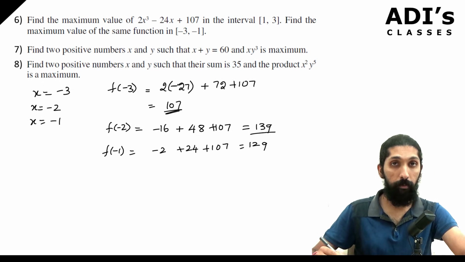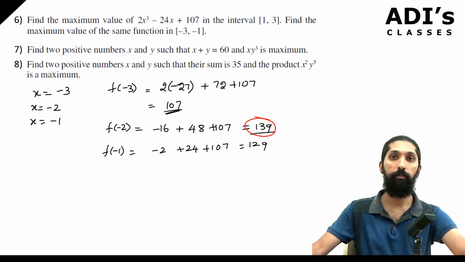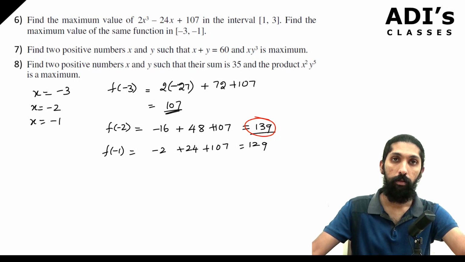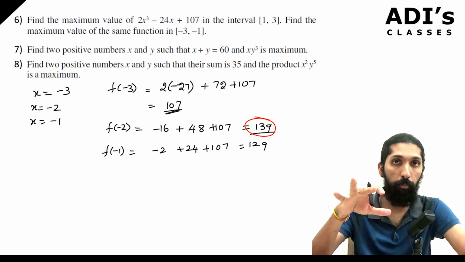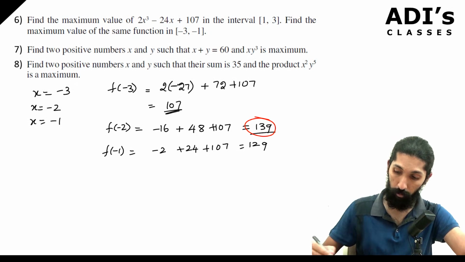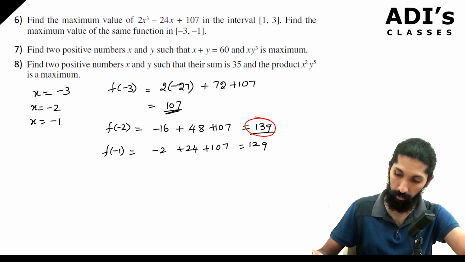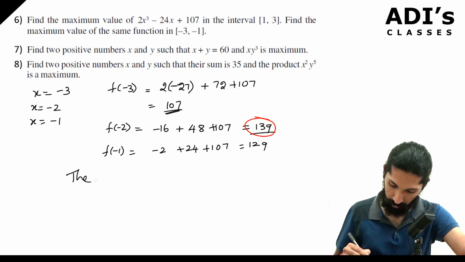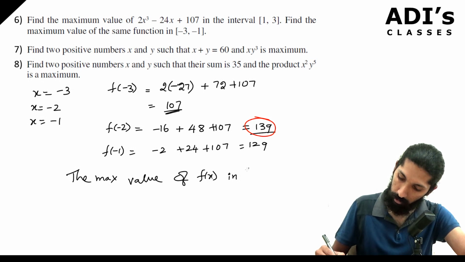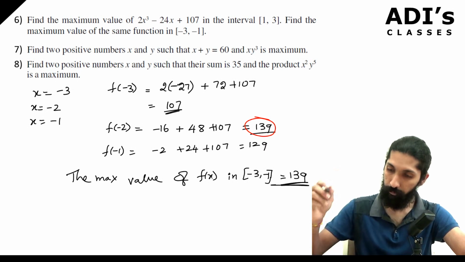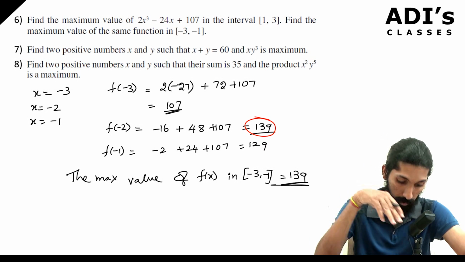So see the maximum value. This is going to be 139. Because what you know is whenever you substitute the points, you have to get the maximum value. That is the whole point of the problem, isn't it? So what do we write at the end here? So we can write the maximum value of f of x in -3 comma -1 is 139. So this is how you solve the sixth one.